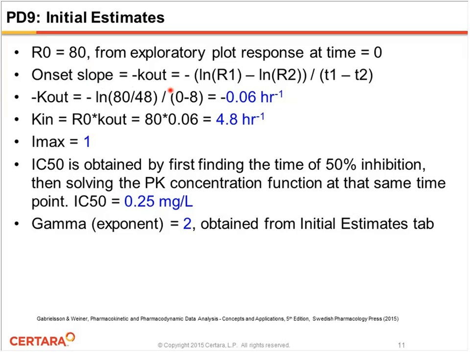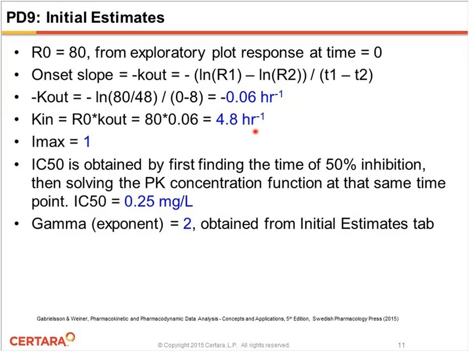And one can evaluate the slope using the natural log of the first response minus the natural log of the second response divided by the first time point minus the second time point. So for this data set, that is the natural log of 80 divided by 48, divided by 0 minus 8, which gives an estimate of 0.06 for Kout. And then since the response at time 0 equals Kin divided by Kout, our Kin estimate equals R0 times Kout, which is 80 times 0.06 equals 4.8.